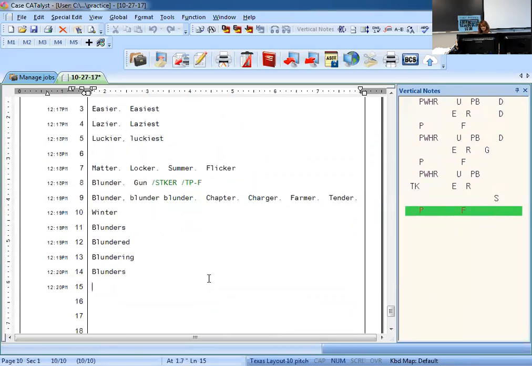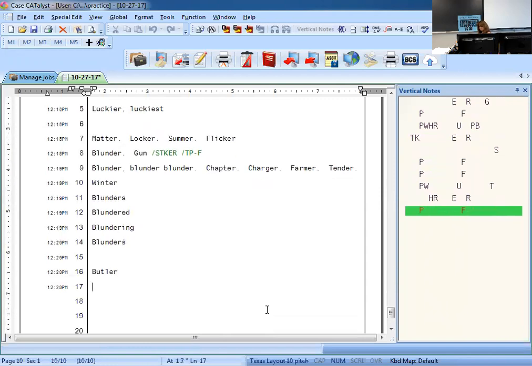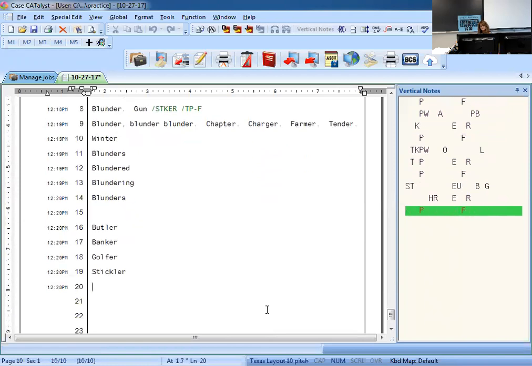I like that. If the middle consonants will not both fit on the first stroke, or if the second consonant is clearly sounded in the syllable with the ER, combine it with the ER on the second stroke. So you have butler. Just break it up. Butler. Banker, golfer, stickler, okay?